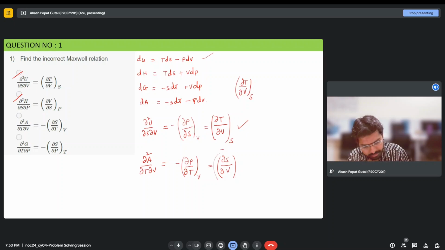It should be del S by del V, not del S by del T. Okay, so that is the mistake. This is the wrong relation. This is the incorrect Maxwell's relation.